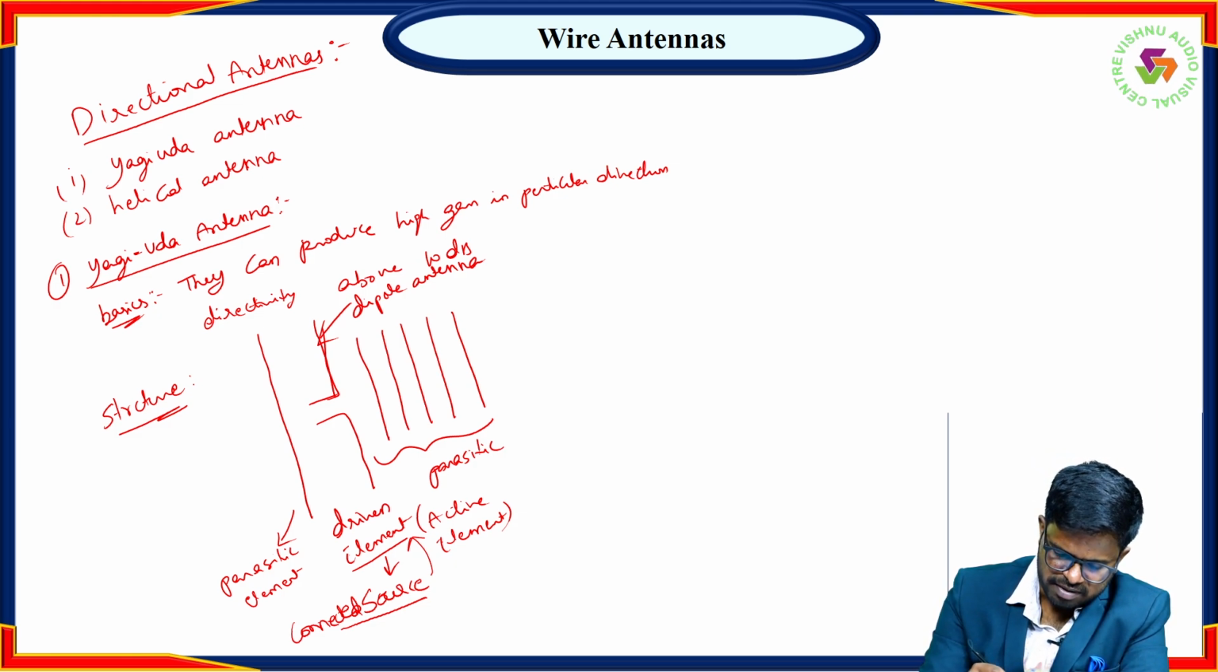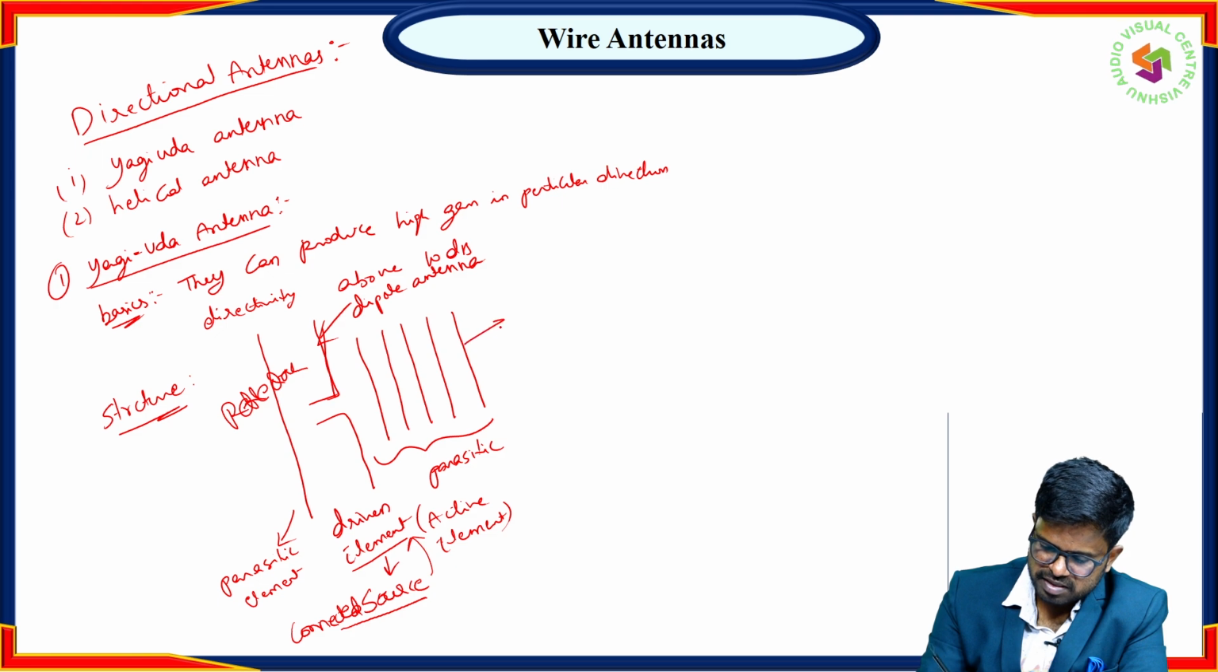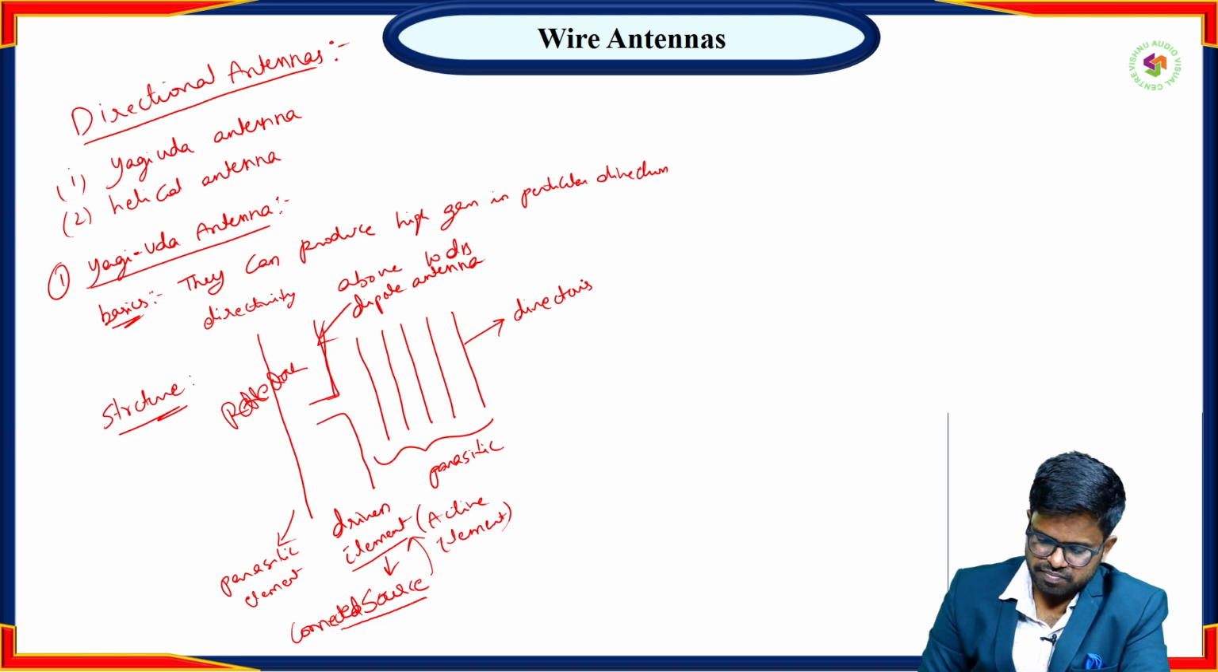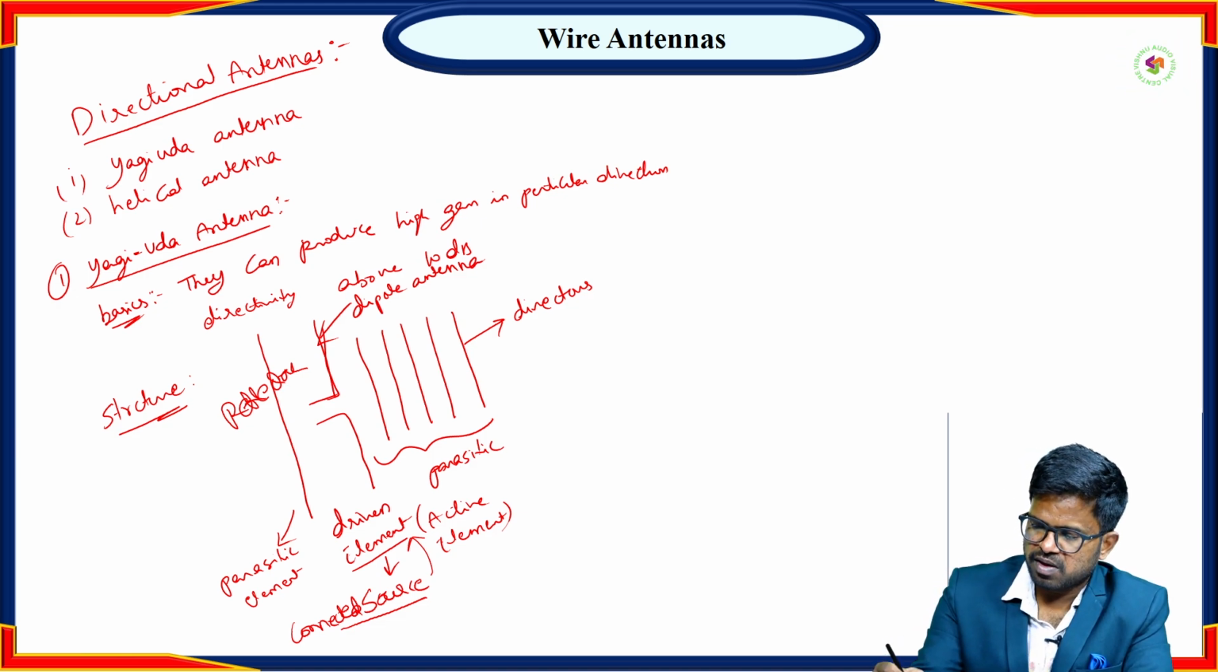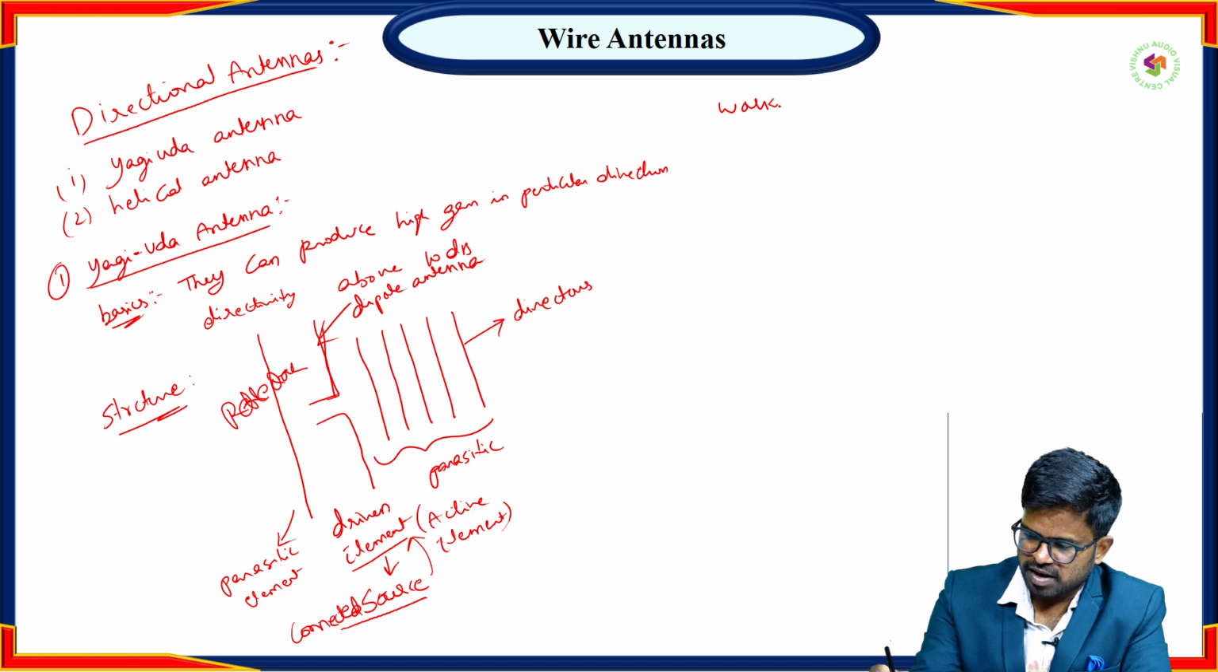Normally here we are having one reflector. This backside which we are placing is the reflector. These all are called directors. Okay. So now we will see what is the working of this one. What is the working of this Yagi-Uda antenna?